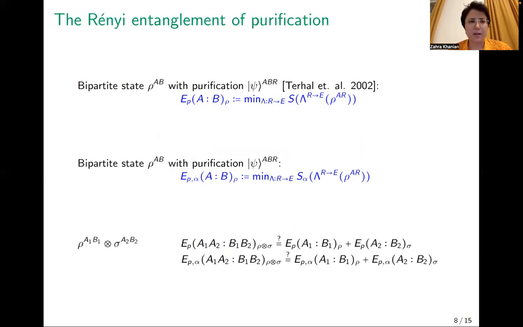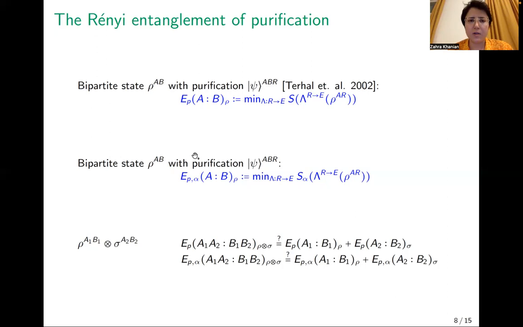Also I have to talk about the entanglement of purification. This quantity was defined by Terhal et al. in 2002. Suppose that we have some bipartite state rho AB, and suppose that we have its purification, where the system R is the purifying system. Then the entanglement of purification is defined by applying a CPTP map only on system R to obtain a system E, for example, in such a way that the entropy of systems A and E together, or B and E together, is minimized. This is the notion of the entanglement of purification.